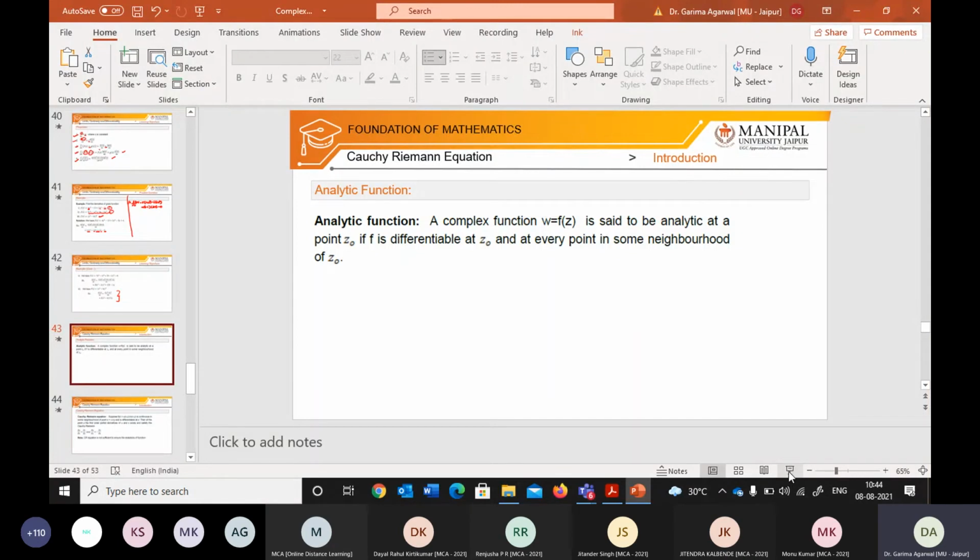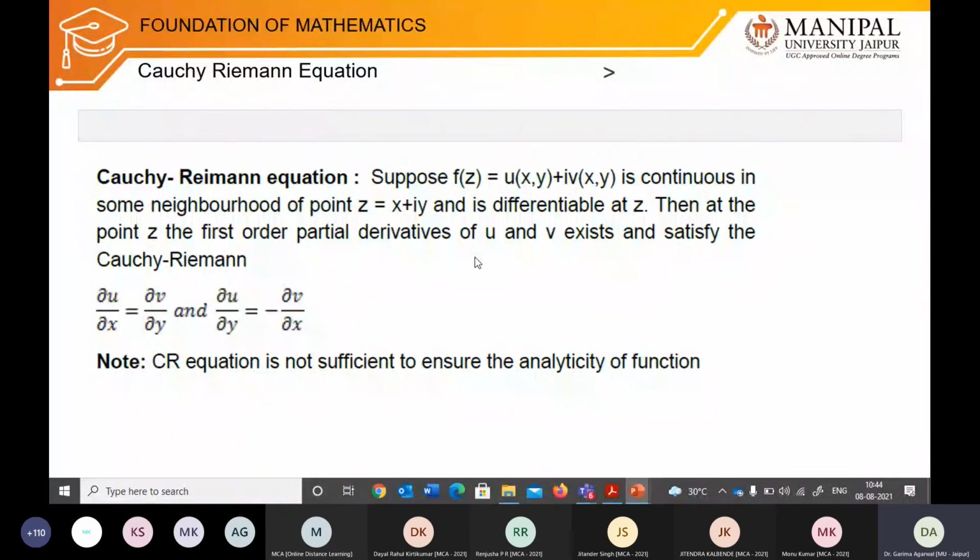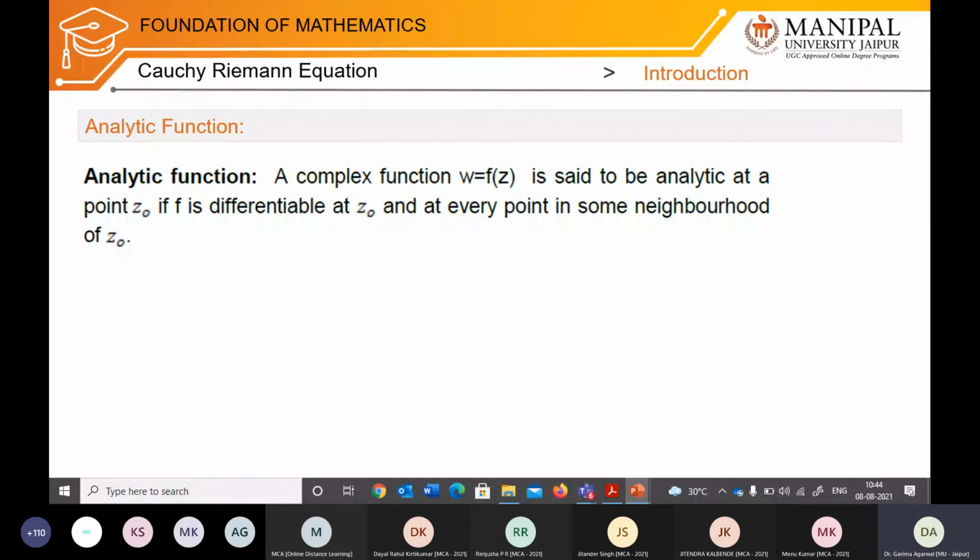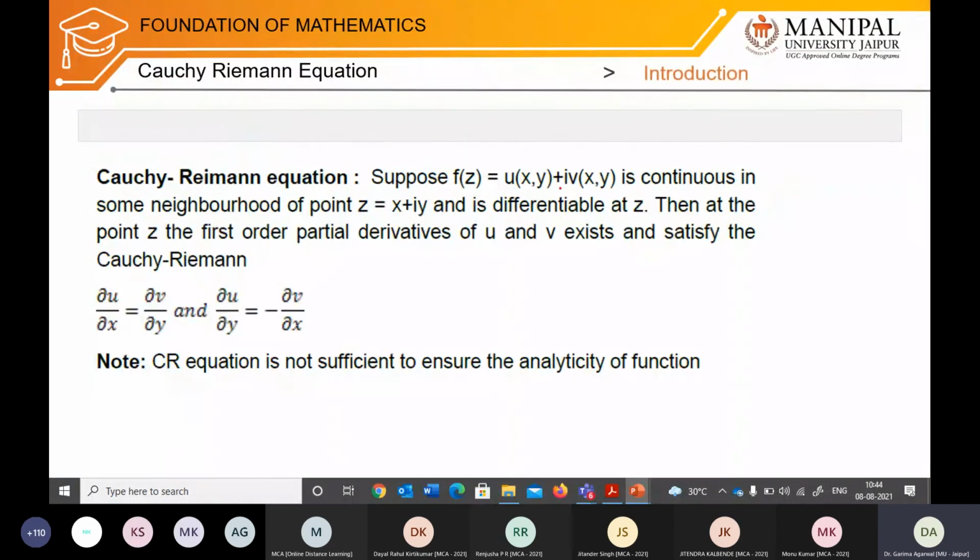Fine. So, this is the analytic function. What is analyticity of a function? A complex function is said to be analytic if it is differentiable at every point in some neighborhood. And Cauchy's equation, this equation is known as Cauchy's equation, where del is the partial differentiation. What is the statement? If the complex function is continuous in some neighborhood and it is differentiable at z, then at the point z, the first order partial derivatives of u and v exist and satisfy this equation.